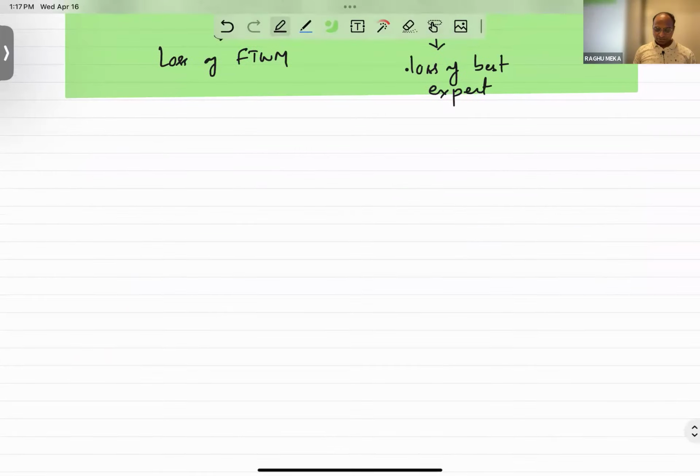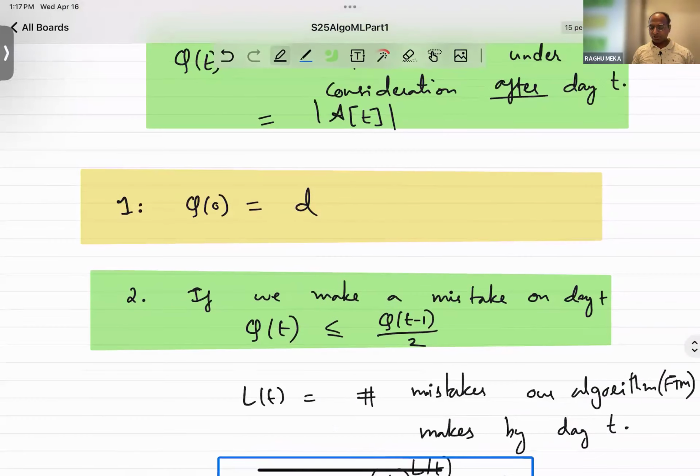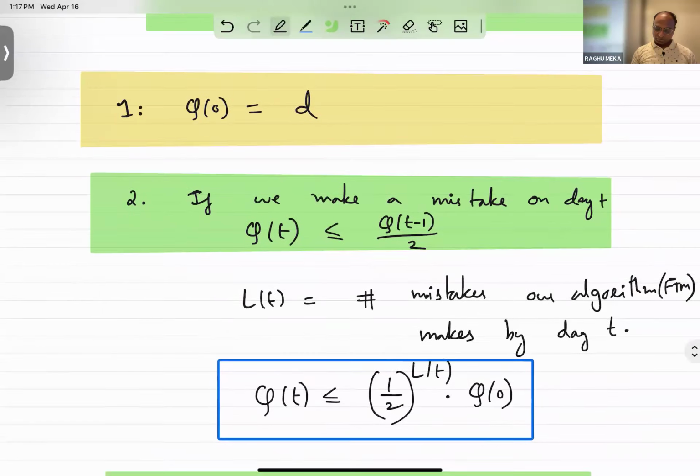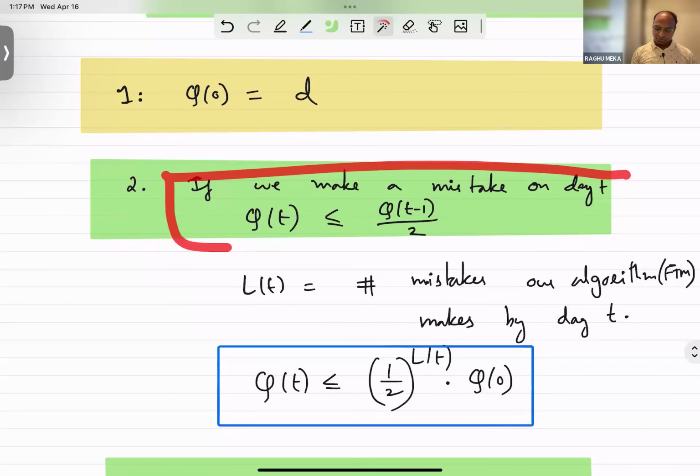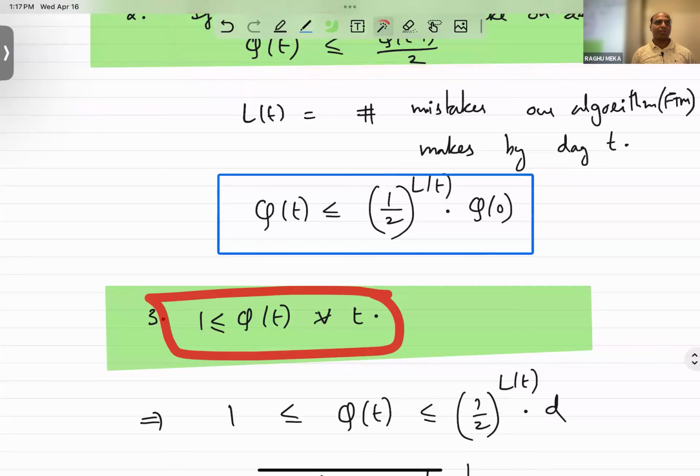All right. So how do you prove such a thing? The template, we'll see it 3 times, so that's why I did it this way, is the following. We're going to define some potential function, show that it starts out with some value. Whenever we make a mistake, the potential function decreases a lot, but there is a lower bound on the potential function. So these 3 steps.